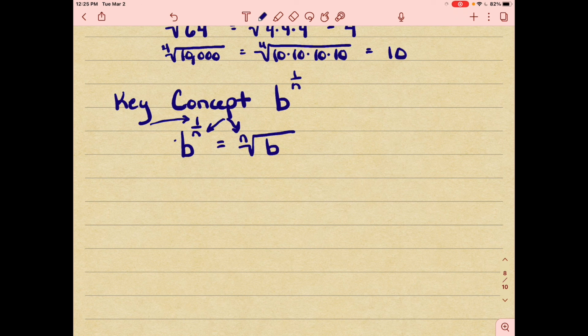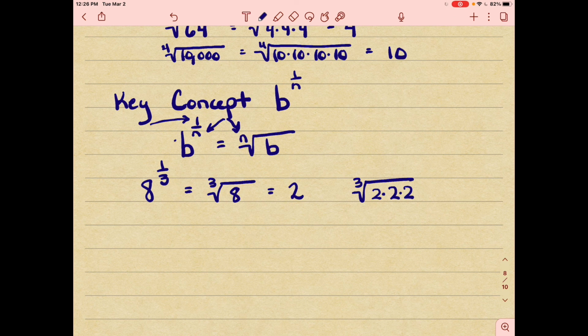So if I have something like, let's put a number to this, 8 to the 1/3, that just means I am talking about the third root of 8. And the third root of 8 is 2, because 2 times 2 is 4, times 2 is 8. We could have said the third root of 2 times 2 times 2, and we're looking for 3 numbers exactly the same.